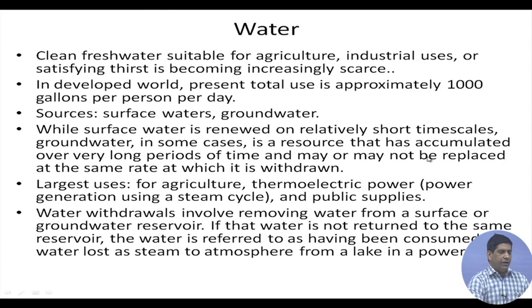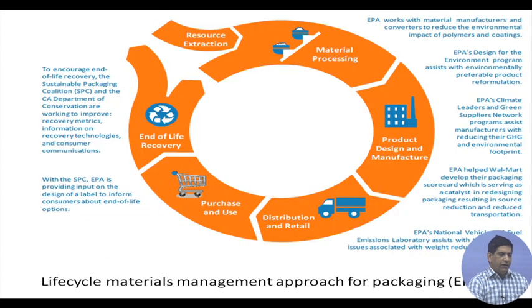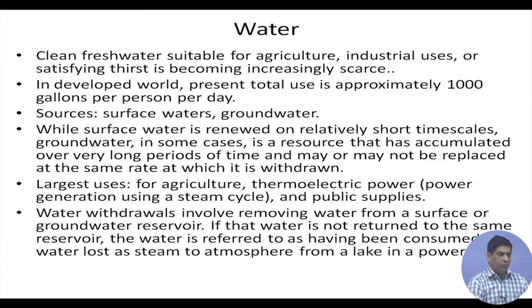So that is in terms of material, and one of the other resources that goes in is water, and we need lots of water, as you will see in subsequent lectures. Water is very, very important for any industrial activity. So, clean fresh water is suitable for agricultural and industrial use, and it's satisfying thirst.